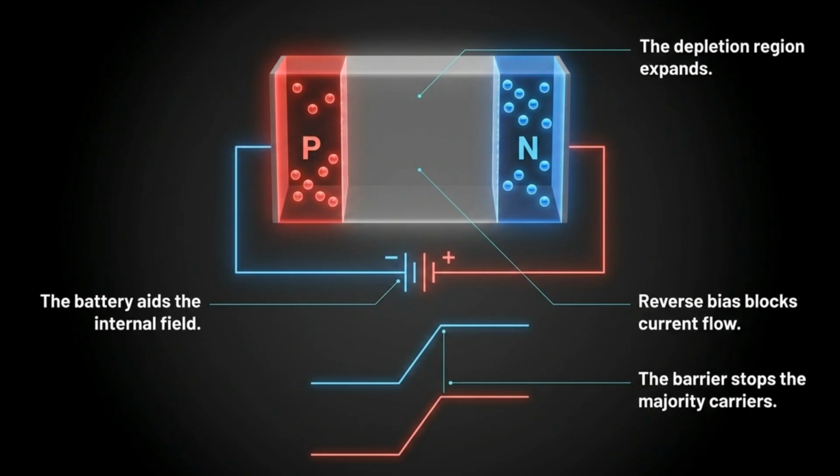Reverse bias blocks current flow. The external battery aids the internal field, causing the depletion region to expand. The increased barrier stops the majority carriers.